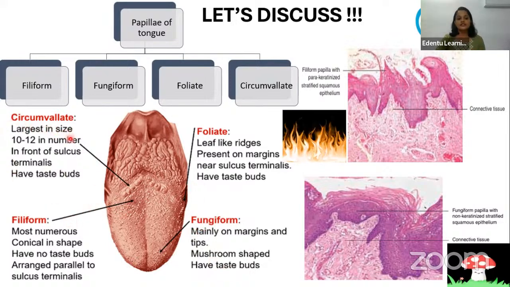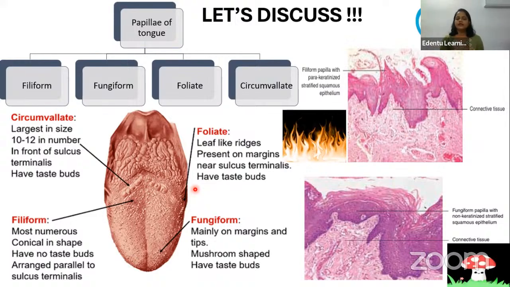Next is the circumvallate papillae, which is the largest papillae. They are about 10 to 12 in number and present in front of the sulcus terminalis. These are the circumvallate papillae. And then you have the foliate papillae, which look like leaf ledges, and they are present on the margins of the tongue near the sulcus terminalis, and they also have taste buds.